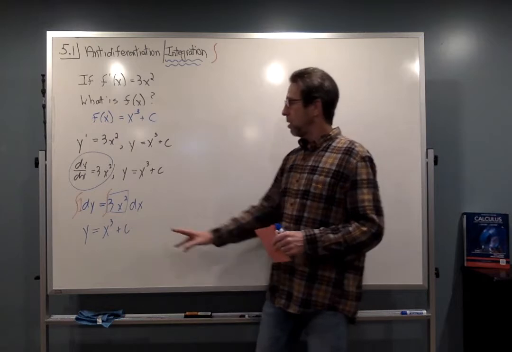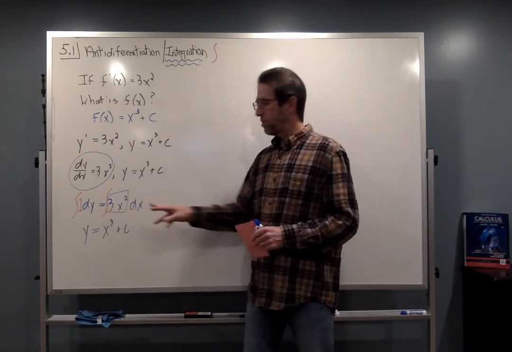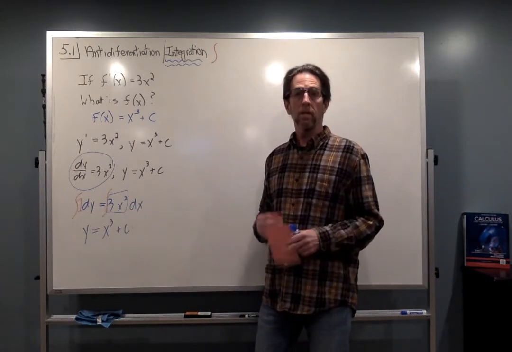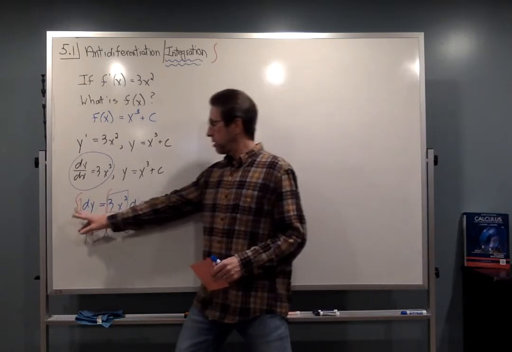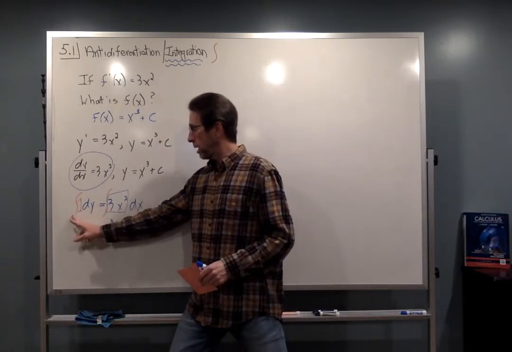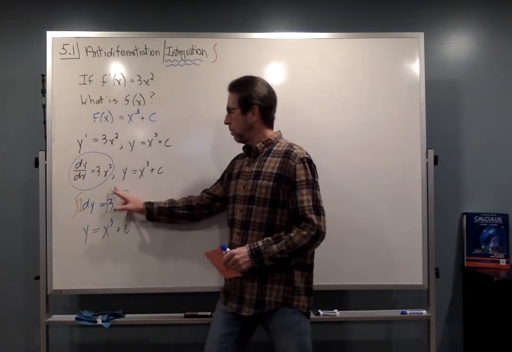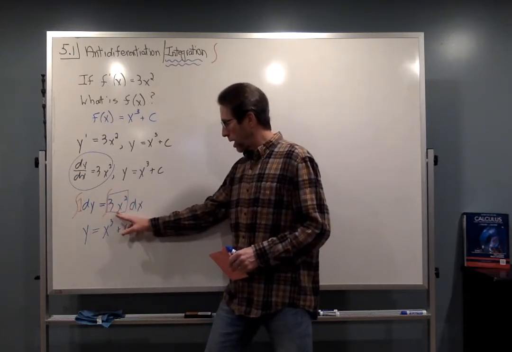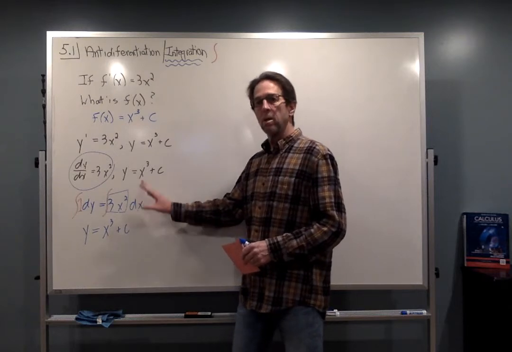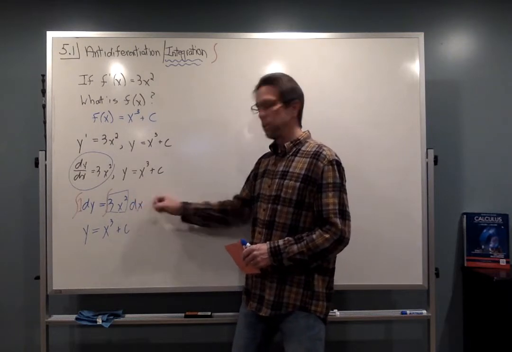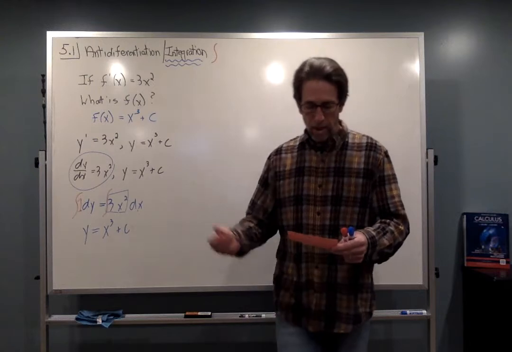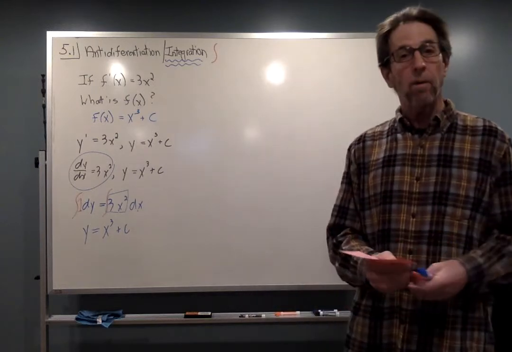Many students will ask, well, what do I do with this dy and this dx? Really nothing. It's notation. This notation means, again, the integral or antiderivative of the 1 with respect to y. Here, we have the antiderivative of 3x squared with respect to x. So it's just notation. We never really do anything with it. So that's basically what integration is all about.